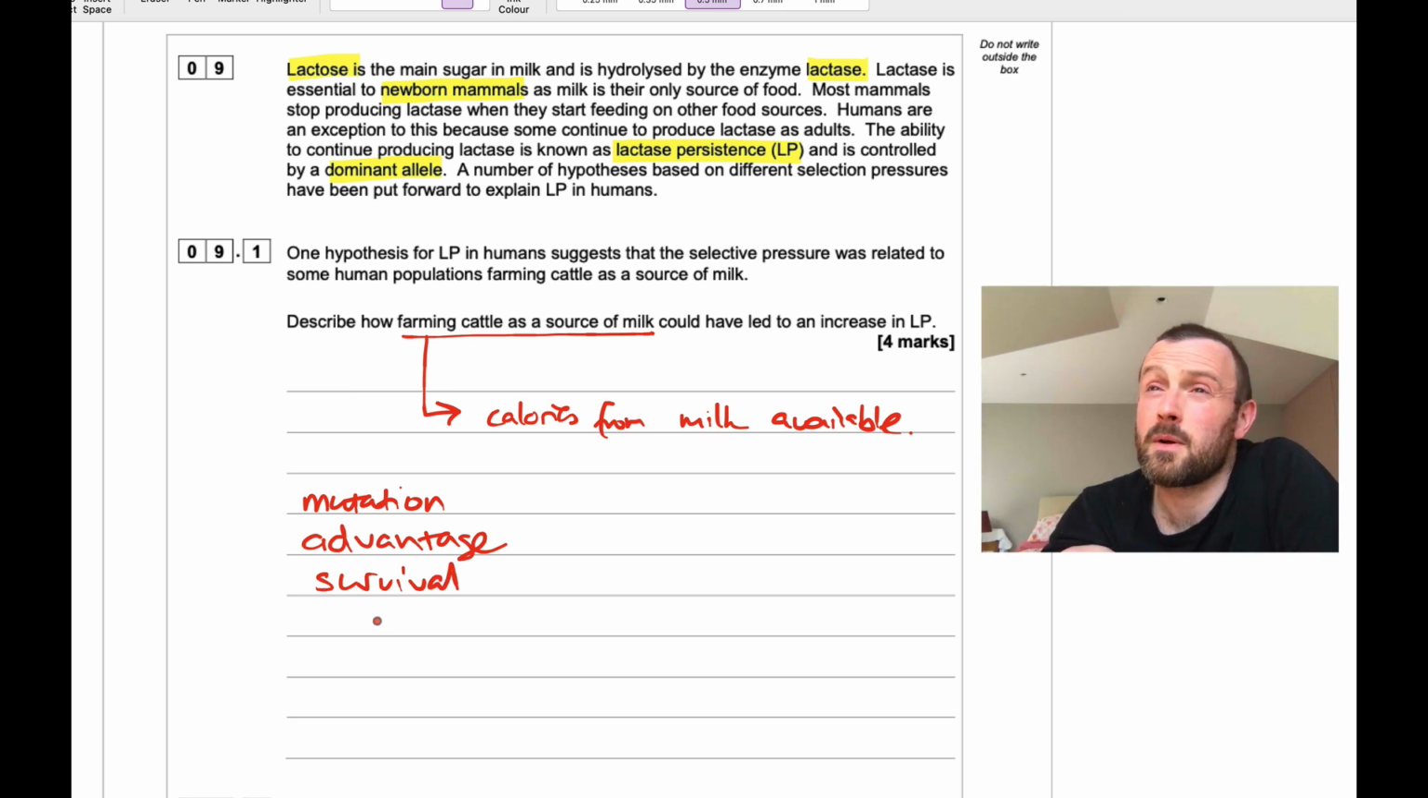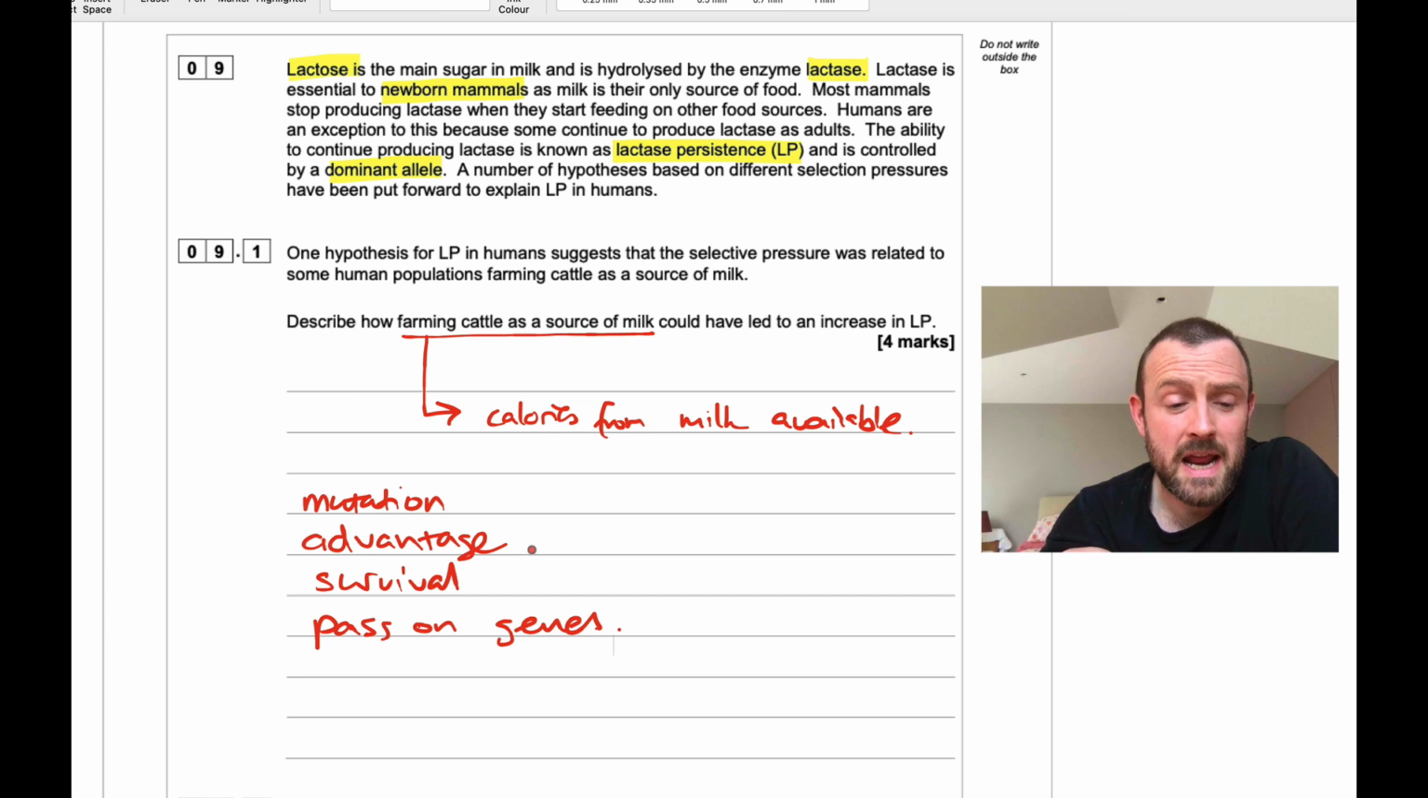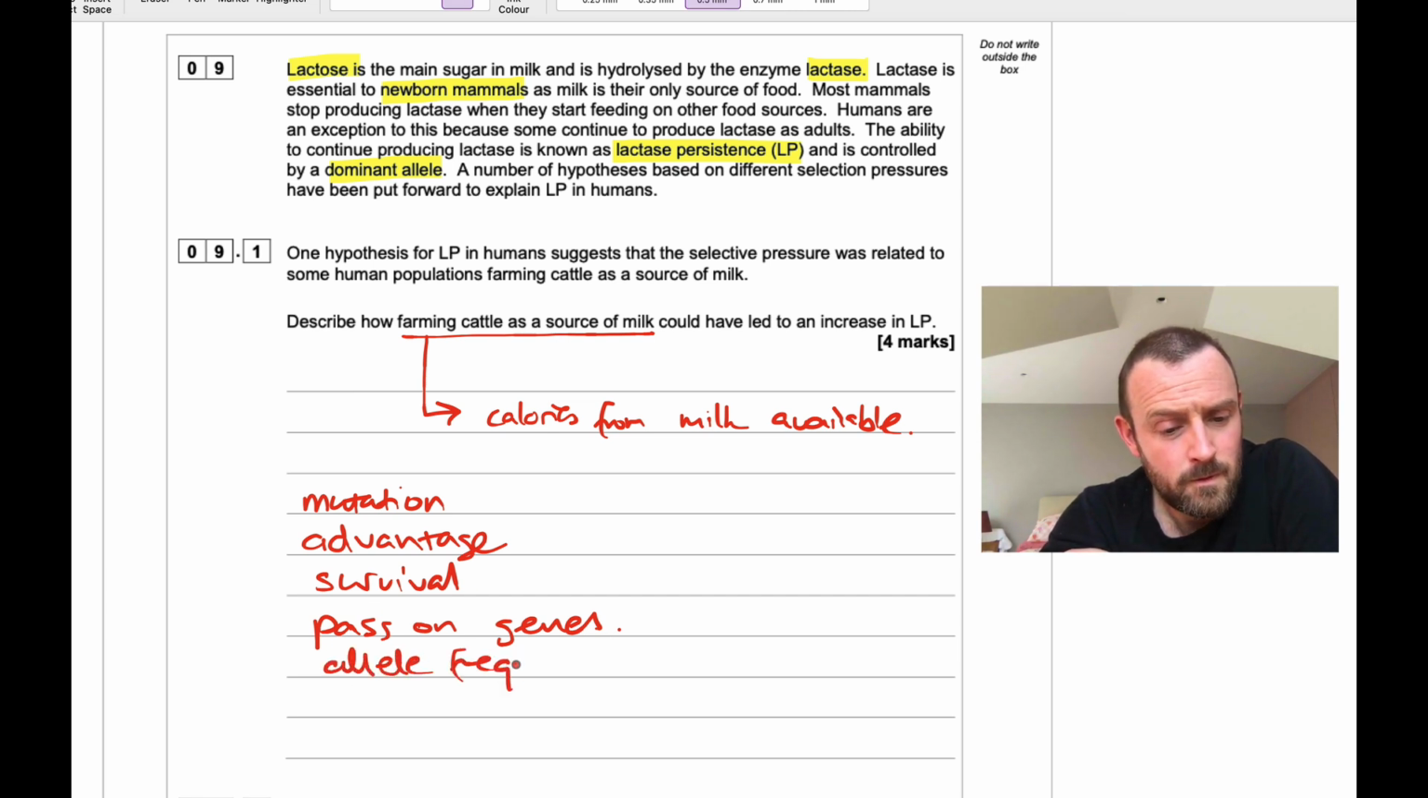They then passed on their genes, leading to an increase in the allele frequency, which results in evolution. Furthermore, you could say that the presence of cattle being farmed for milk acted as a strong selective pressure.